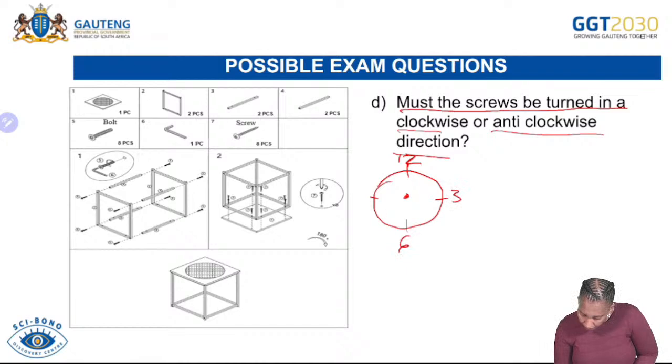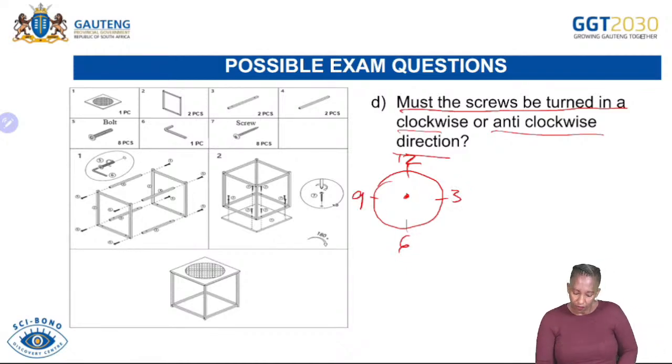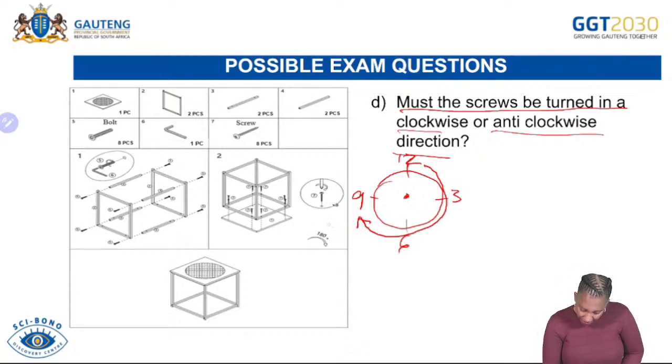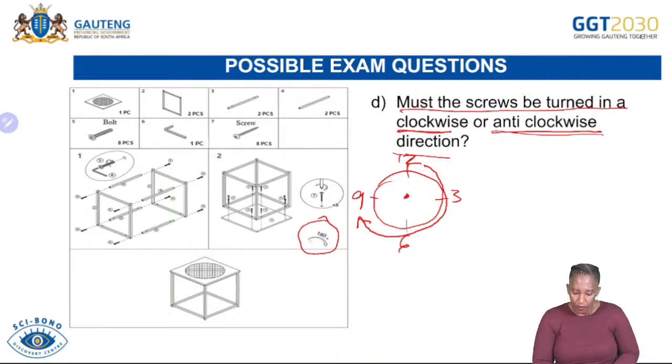3, 6, 9. And then we say it starts from right going to the left. So now, as you can see here, they have shown you the direction. Is the direction clockwise or anti-clockwise? Because you have given the direction here to be 180 degrees. So that means it has to move in which direction?